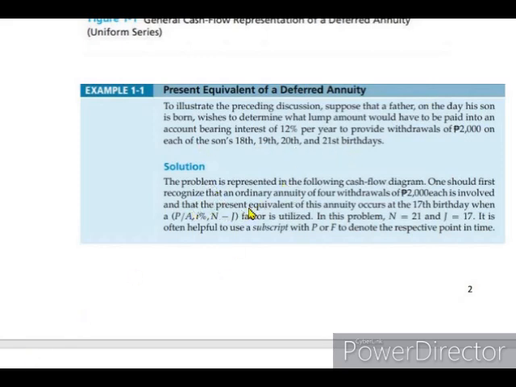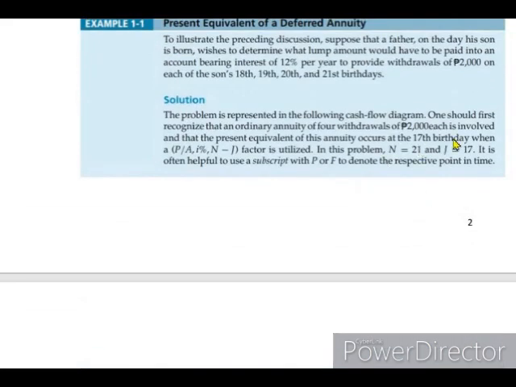So, solution, the problem is represented in the following cash flow diagram. So, may cash flow diagram dito. One should first recognize that an ordinary annuity for 4 withdrawals, kasi apat to eh, 18, 19, 20, 21. So, 4 withdrawals of 2,000 each is involved, and that the present equivalent of this annuity occurs at the 17th birthday. Okay? Bakit 17? Kasi bago yun mag-18. Okay? So, bago mag-18 doon nag-occur yung present equivalent of this annuity. Ibig sabihin, doon magmumula yung present amount.